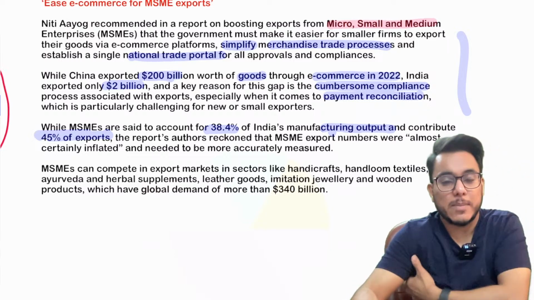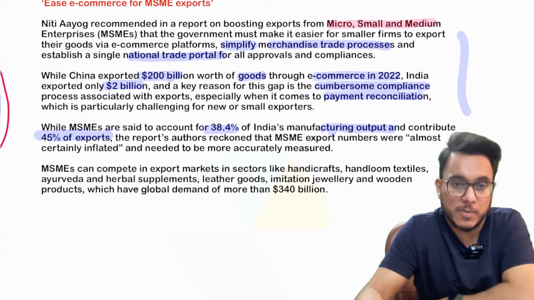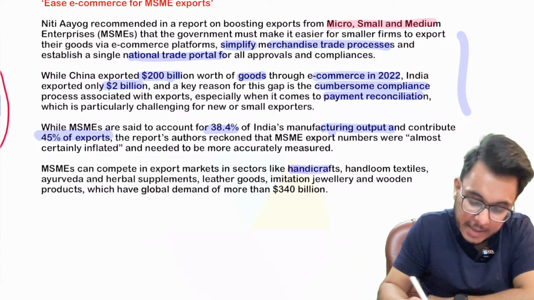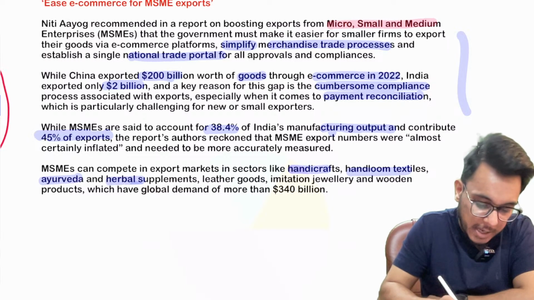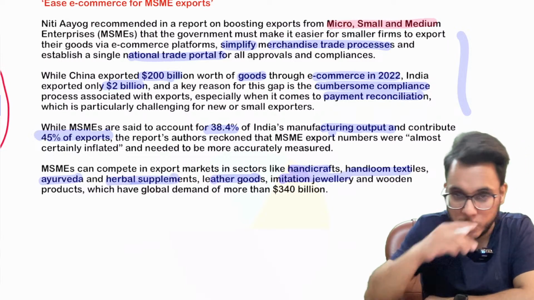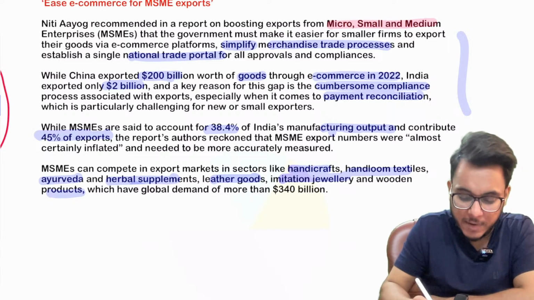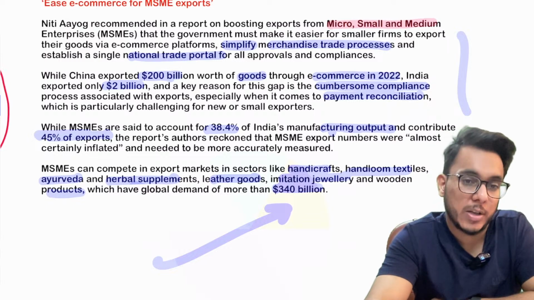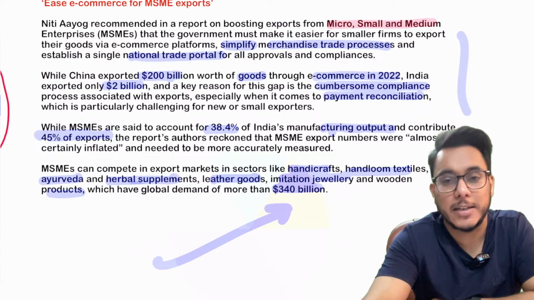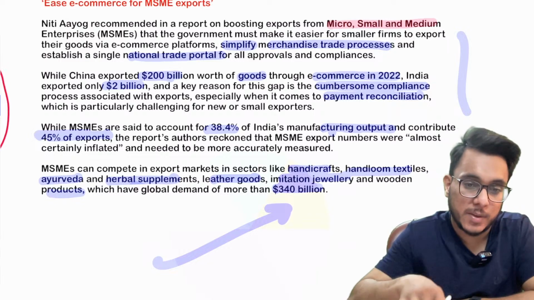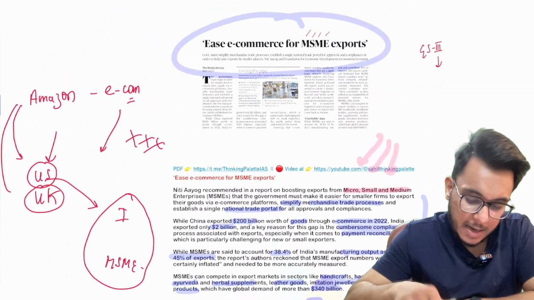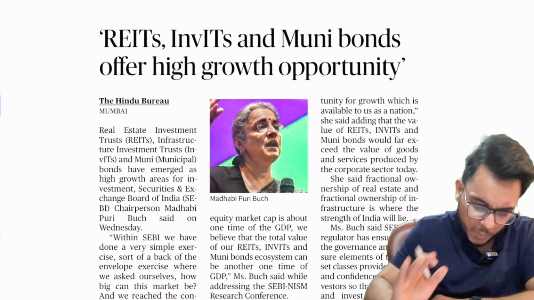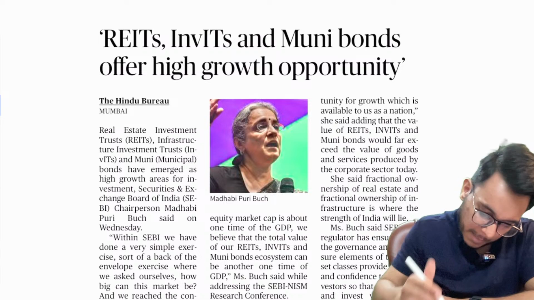Now see, if MSMEs are allowed to export products through e-commerce websites, they can perform really well in sectors such as handicrafts, handloom textiles, Ayurvedic products, herbal supplements, leather goods, imitation jewelry, that is fake jewelry, and wooden products. Fine. These things have a market of $340 billion, and India can export them through the MSMEs. So these compliances need to be reduced immediately. Fine. That is all about this entire article. And now moving on. Okay, here we have this article. Nothing much has come, but actually what has happened.